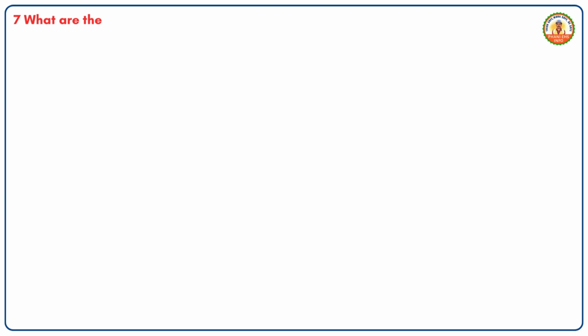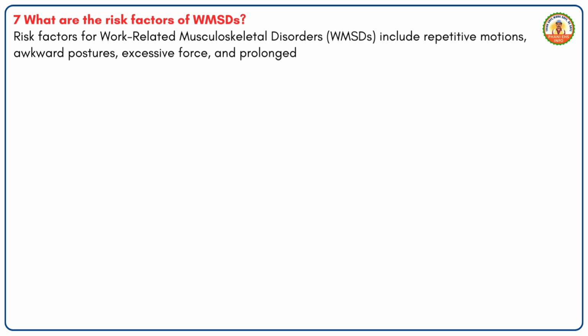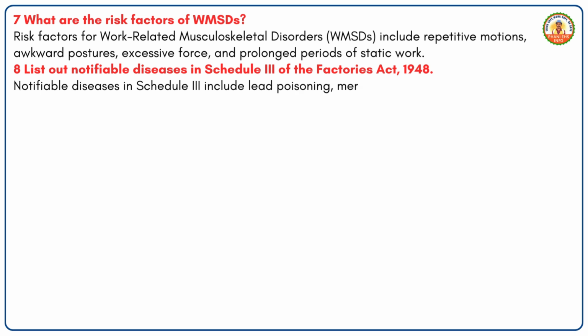7. What are the risk factors of WMSDs? Risk factors for work-related musculoskeletal disorders, WMSDs, include repetitive motions, awkward postures, excessive force, and prolonged periods of static work. 8. List out notifiable diseases in Schedule 3 of the Factories Act, 1948. Notifiable diseases in Schedule 3 include lead poisoning, mercury poisoning, asbestosis, and pneumoconiosis.